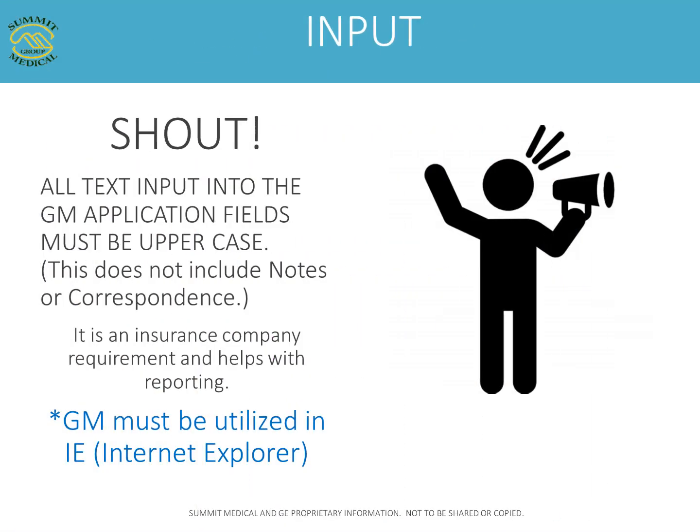Keep in mind that all text input into the application fields must be in uppercase. It is an insurance company requirement and helps with our internal reporting. If you accidentally enter text in lowercase, don't worry, it can be edited. And the GM application must be utilized in Internet Explorer. If you're opening from the home page link identified previously, it will open in that browser automatically. So again, no worries there.